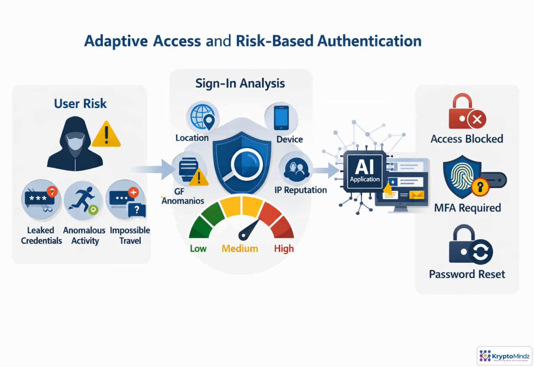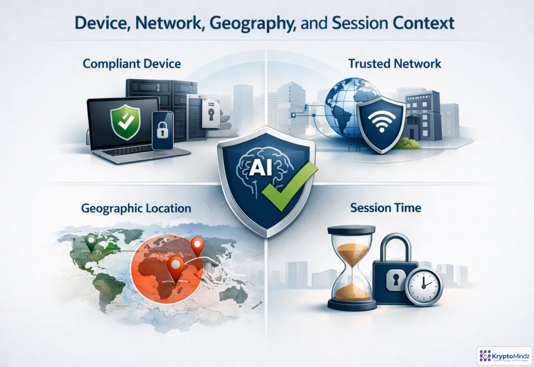Adaptive access treats every sign-in as a decision, not a checkbox. It combines user risk, such as leaked credentials or unusual behavior, with sign-in context like location, device health, IP reputation, and session anomalies. As risk rises, the response escalates. Allow normal access, require stronger MFA, force a password reset, or block the attempt. For AI apps, this matters because one compromised account can quickly expose data or trigger harmful automated actions.